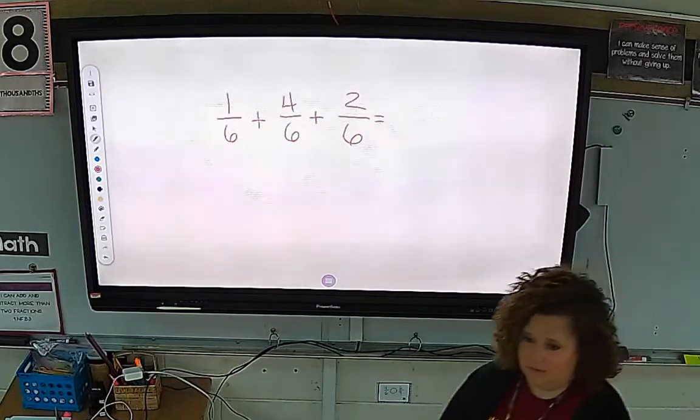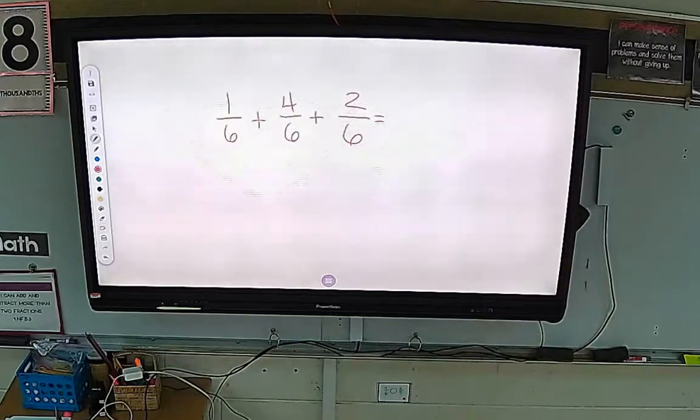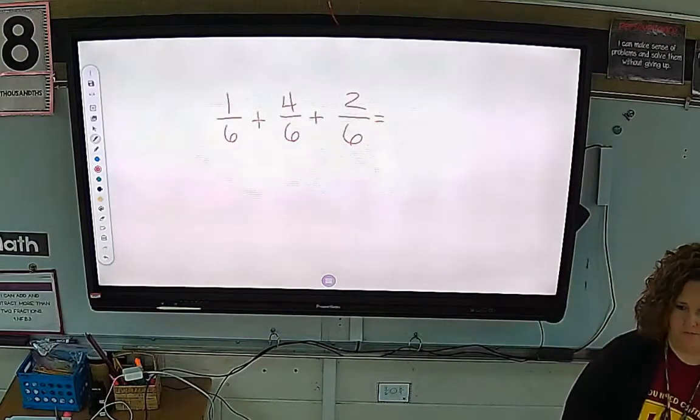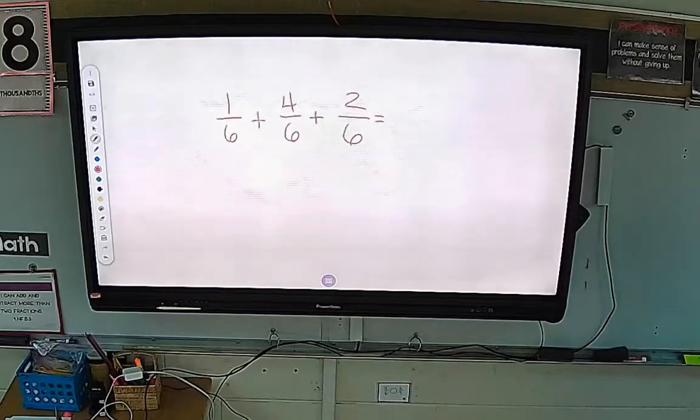Your answer needs to be in the form of a mixed number. Okay, 30 more seconds. Come on. Answer as a mixed number. Don't leave your answer as an improper fraction. Okay, if you're raising your hand for the answer, just hold on.